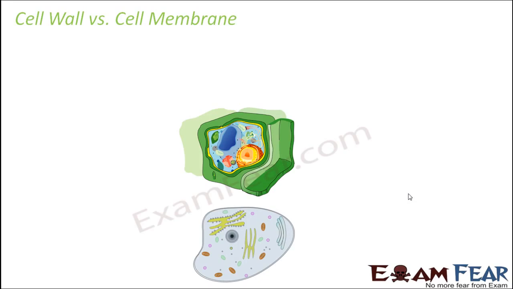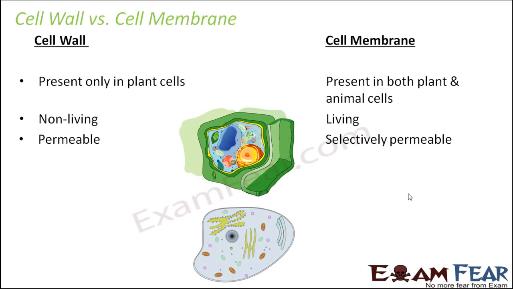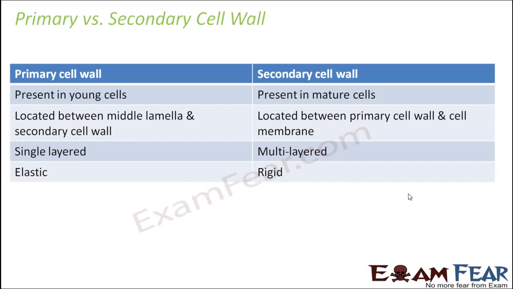Now let us quickly have a comparison between cell wall and cell membrane. What are the differences between the two? As I said, cell wall is present only in plant cells, whereas cell membrane is present in both plant and animal cells. Cell wall is non-living, whereas cell membrane is living. Cell wall is permeable, that is, it allows all the particles to pass through it, whereas cell membrane is selectively permeable. It allows only selected particles. Cell wall is hard and rigid, whereas cell membrane is thin, delicate and flexible. So these are some of the differences between cell wall and cell membrane.